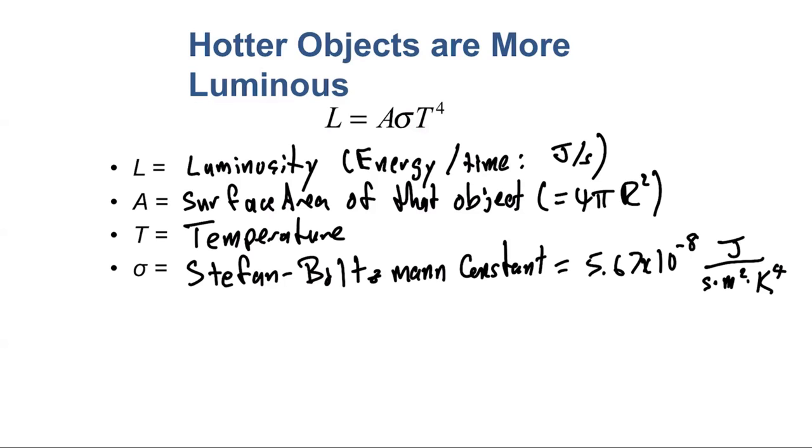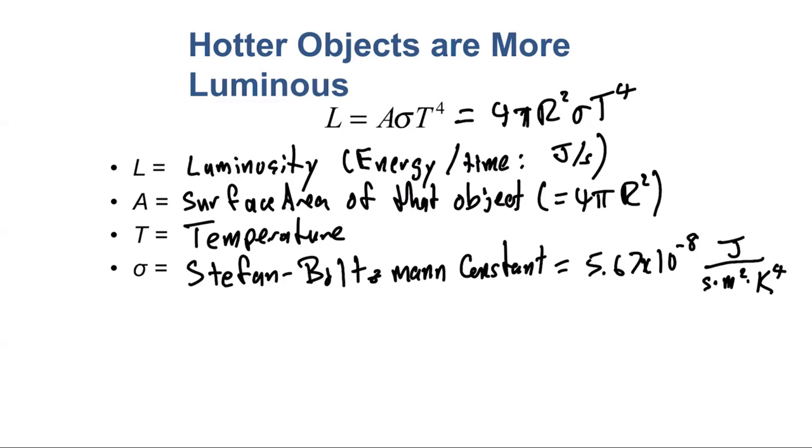I'm gonna actually codify and write this down. This is equivalent to, for spheres, 4 pi times the radius of that sphere squared times sigma T to the 4th. So you'll see this written both ways. Sometimes you'll be given a radius, and if you are, this equation will be more useful to you.